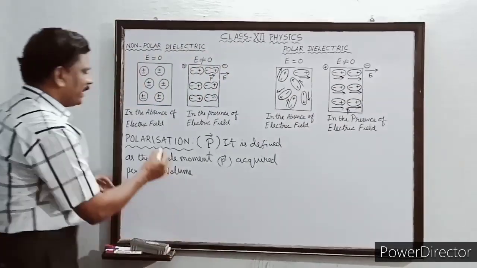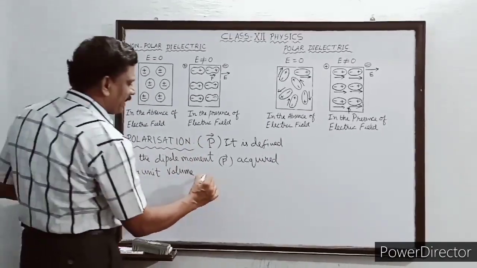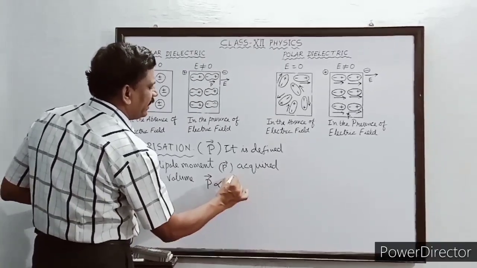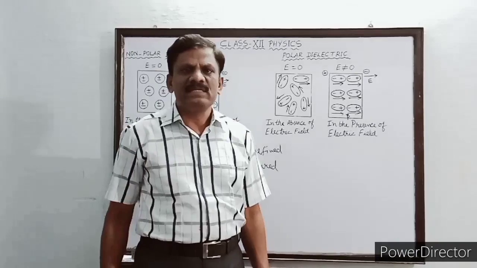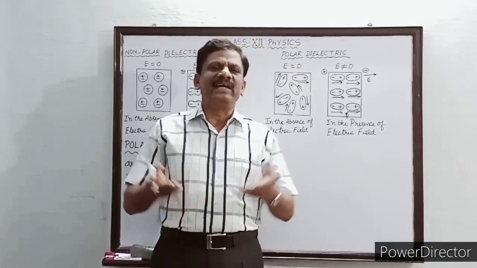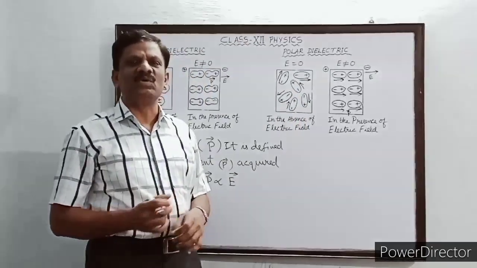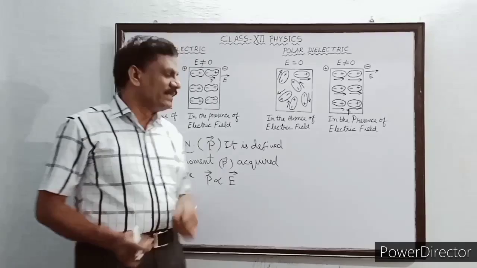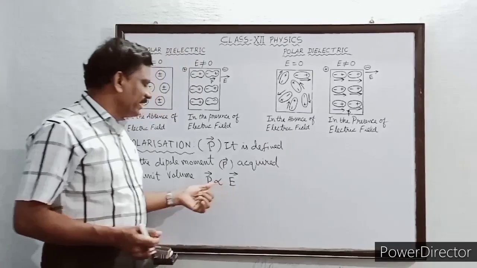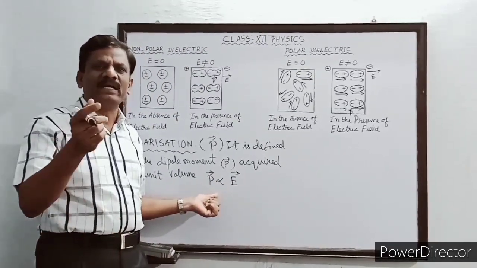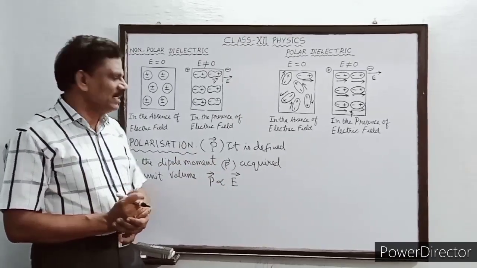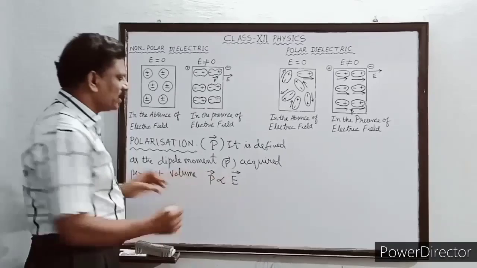Now the polarization capital P vector is also proportional to the electric intensity E. If the strength of the electric field is weaker, then the dipole moment acquired per unit volume will also be lesser. If the intensity of the electric field E is very strong, then the value of capital P vector, that is dipole moment acquired per unit volume, will also be larger. They are directly proportional to each other. Therefore, P vector is proportional to E vector.